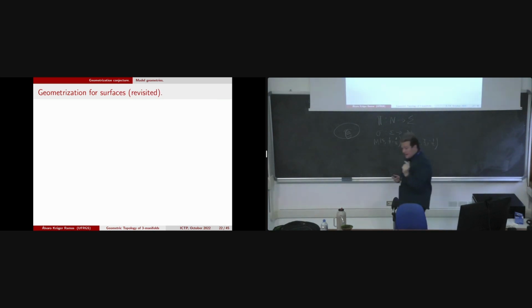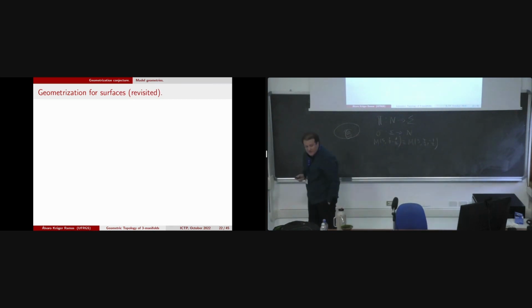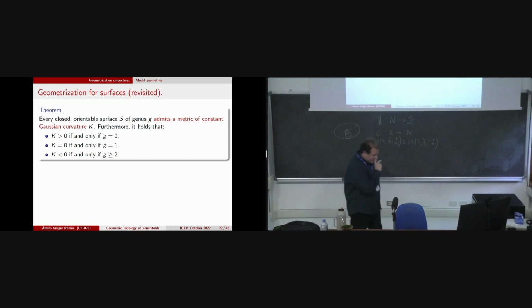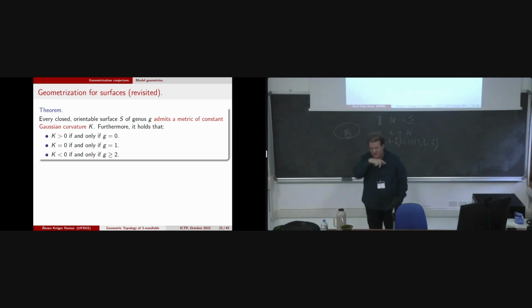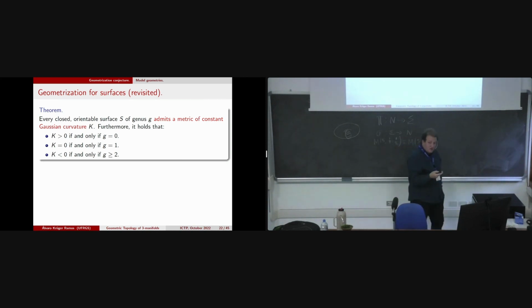Now let's go again to the geometrization of surfaces. This theorem I presented in the last class says that every closed orientable surface of genus g admits a metric of constant Gaussian curvature kappa. And we knew that kappa was positive if and only if the genus was zero, kappa was zero if the genus was 1, and kappa was negative if the genus was bigger than or equal to 2. So what is a metric of constant curvature? In dimension 2, that's exactly a locally homogeneous metric.